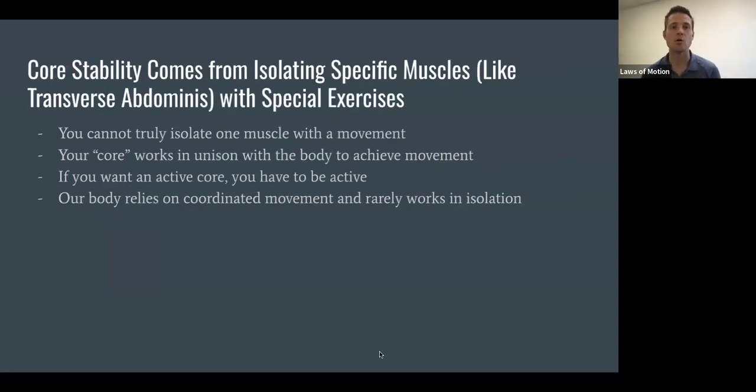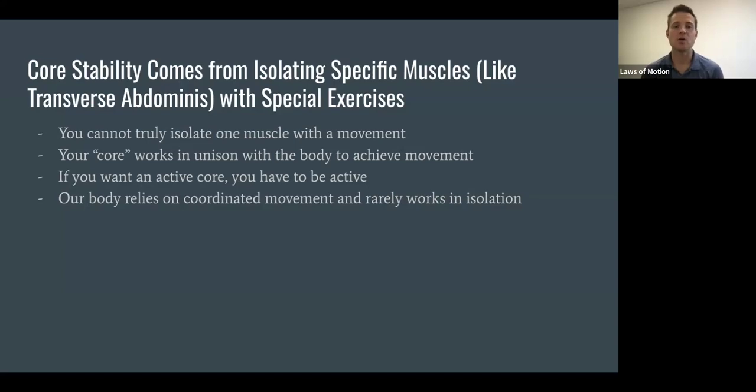And the third one is that core stability comes from isolating specific muscle groups, like the transverse abdominis, for example, with specific exercises. It's, I would say, next to impossible, if not completely impossible, to isolate one single muscle. Again, when we look back at the research that Hodges did, there should be some automatic engagement of our core muscles that fire anytime I'm moving my shoulder. It should stabilize my spine.